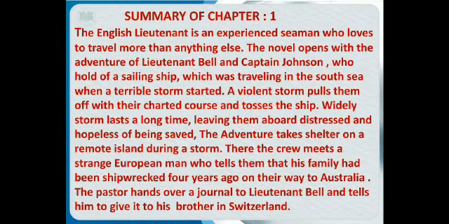Summary of chapter 1 which will be recalled. The English lieutenant is an experienced seaman who loves to travel more than anything else. The novel opens with the adventure of Lieutenant Bell and Captain Johnson, who hauled off a sailing ship which was traveling in the South Sea when a terrible storm started. A violent storm pulls them off their charted course and tosses the ship. The storm lasts a long time, leaving them aboard distressed and hopeless of being saved.